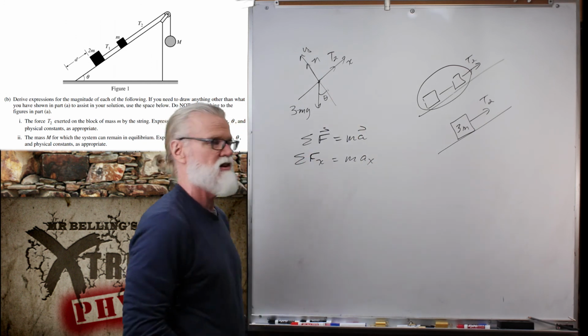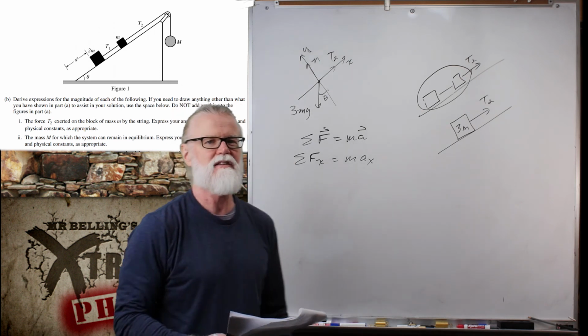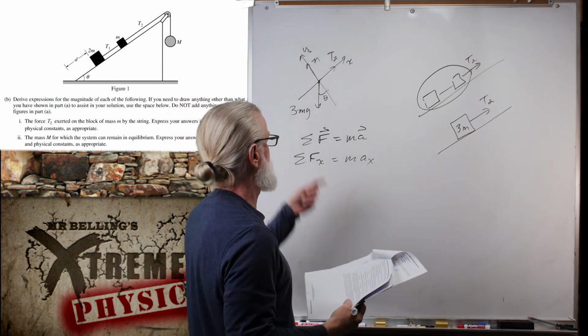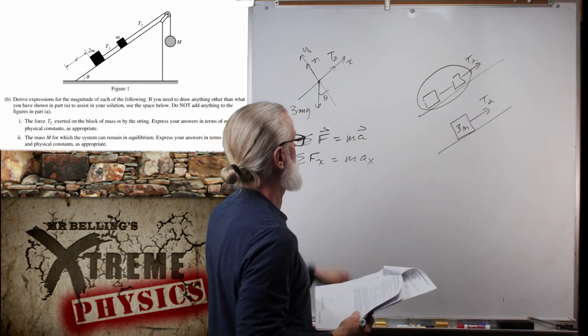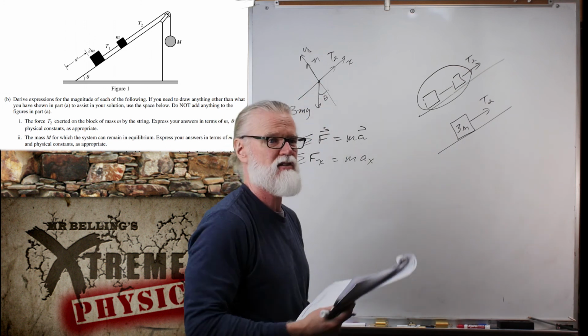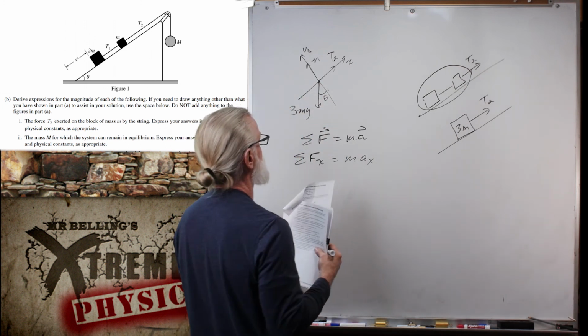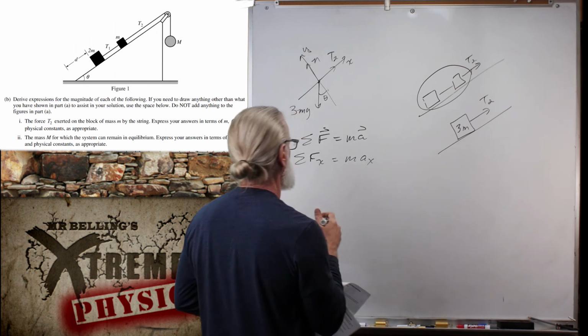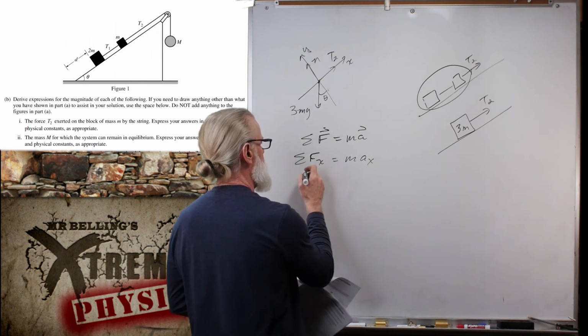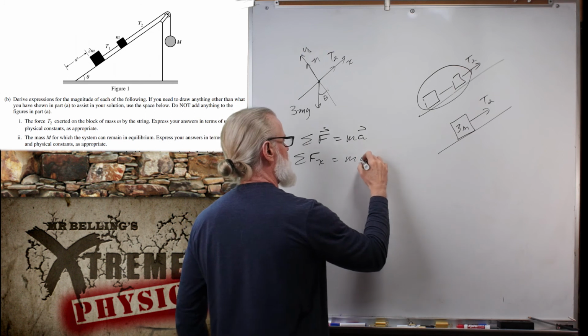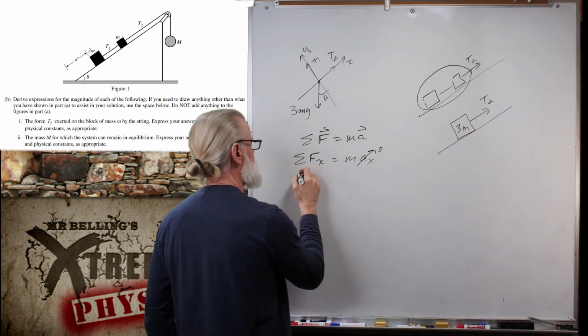I tilted my axis. Let's remind ourselves why we tilt our axis. I'm going to tilt my axis because if there's going to be an acceleration, I want it to be along one axis. In this case, if I tilt it, there won't be an acceleration in this particular portion of the problem. But anyway, the acceleration is 0 because it's at rest.